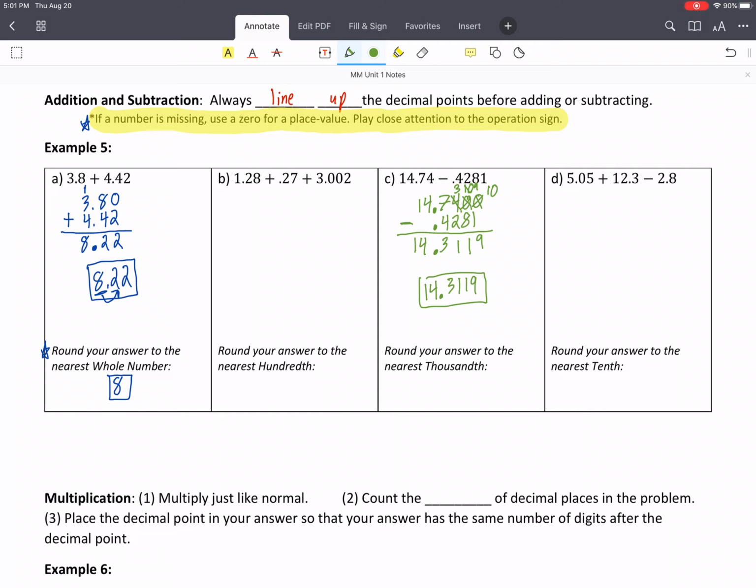Now down below, it asks us to round your answer to the nearest thousandth. So tenth, hundredth, thousandth. Every number to the left of that is going to stay the same. So we're going to have 14.31. Then we take our thousandth and look to the right, and it's a 9, so that means we're going to round that 1 up to a 2. So then our answer would be 14.312.